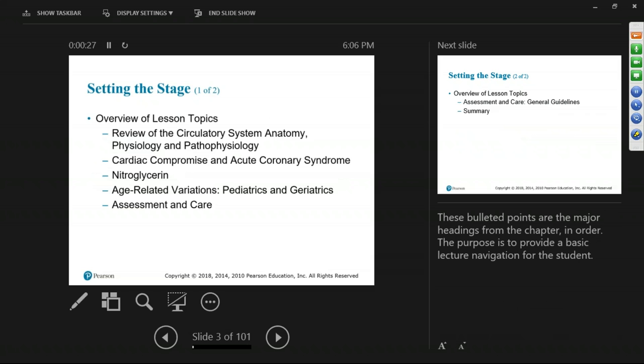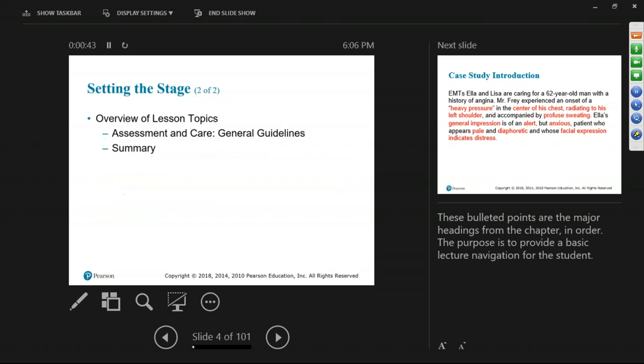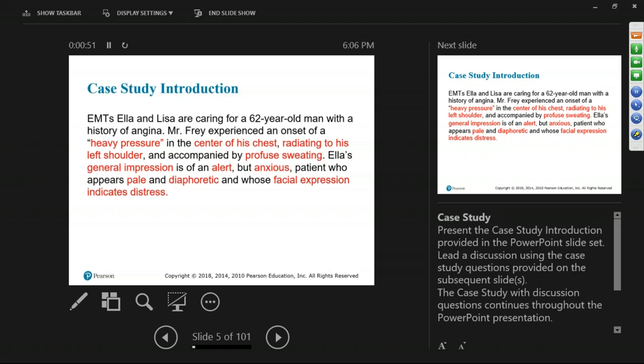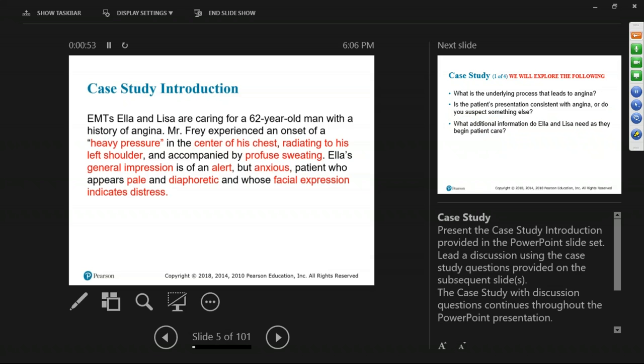National standards, that's extremely important. And then cardiac compromise and acute coronary syndrome. Those are going to be a lot of your cases, again, along with breathing. And then nitroglycerin use, age-related variations of both pediatric and geriatrics, and how to assess. So your assessment and general care based on national standards. In other places, you may end up with a little bit more to do, and I'll kind of go through that.